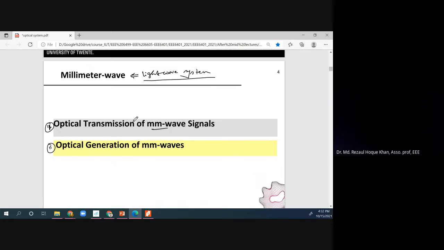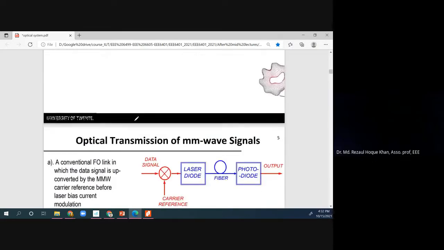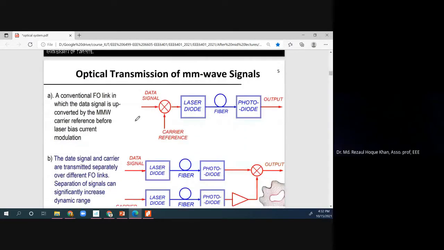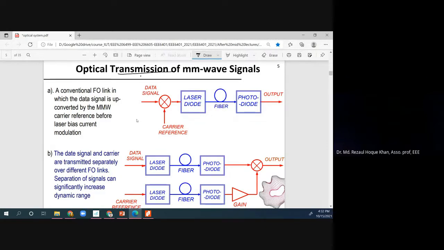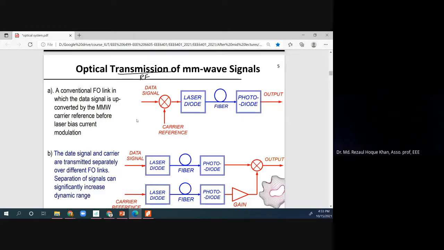Let's see optical transmission first. We will discuss the two individually. Optical transmission of a millimeter wave: how you can transmit your signal through this. Whenever we say transmission, we actually mean an RF signal. How can I transmit an RF signal through an optical signal? So this is a typical example.